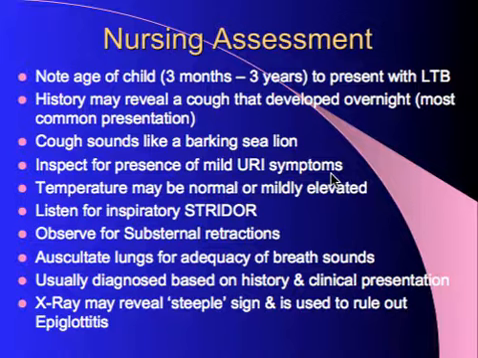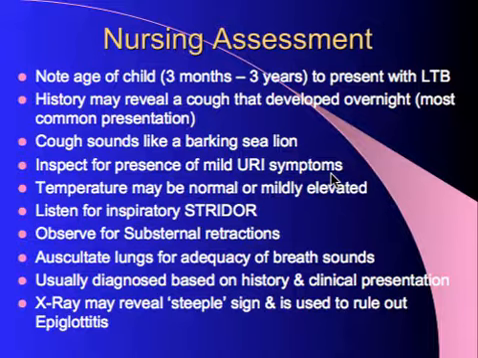For nursing assessment, note the age of the child, from anywhere from 3 months to 3 years or 6 months to 6 years. The difference is based on which materials you've read. It can be either of those, and that would be to present with the LTB croup. History may reveal a cough that developed overnight. That's the most common presentation. The cough sounds like a barking sea lion.